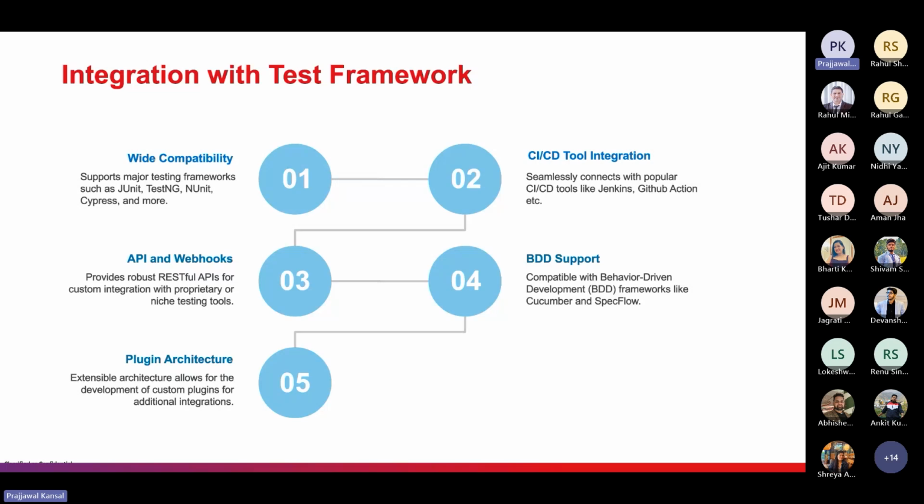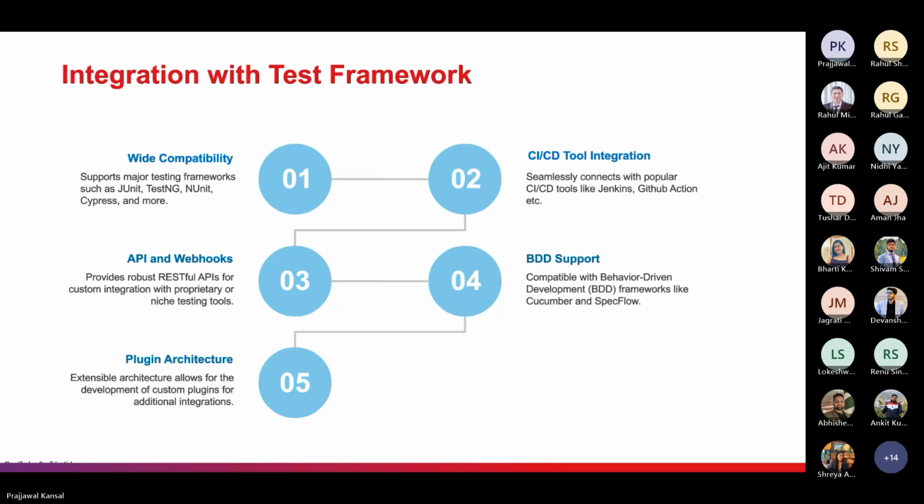The second one is CI/CD tools. So if you are using Jenkins, or GitHub Actions for the CI/CD integration, at that time you can configure it to send the results to Report Portal automatically, so you can view the results right after your code is executed, right?